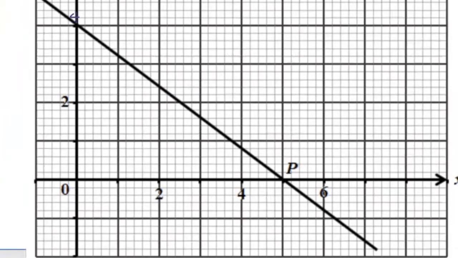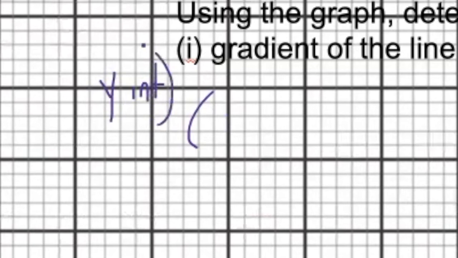So what we have for the y-intercept, I'm just going to write int, is x is 0 and y is 4.